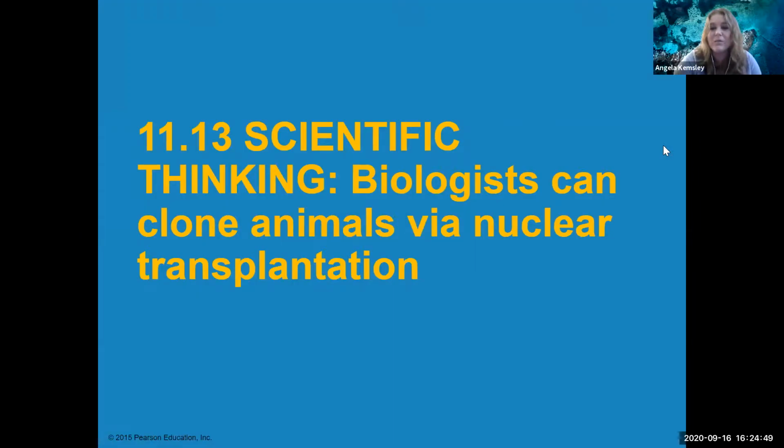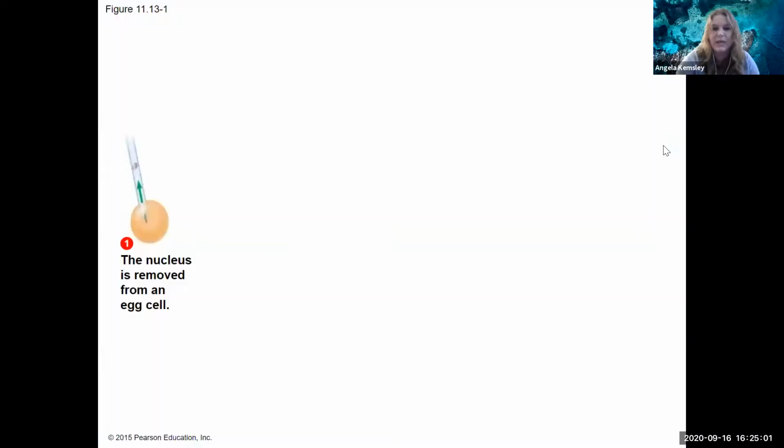All right, so we're gonna look a little more at cloning, specifically about how biologists are able to clone animals. And this is via a process that is known as nuclear transplantation. We're gonna take a look at that. So in nuclear transplantation, what happens is we actually will remove the nucleus from an egg cell. So this will be a donor cell.